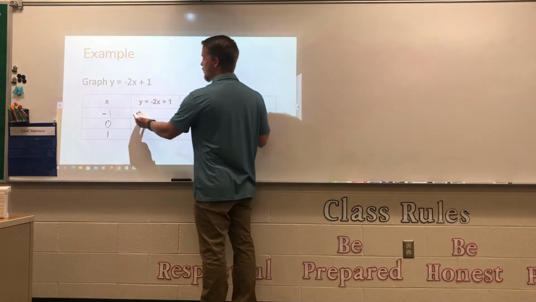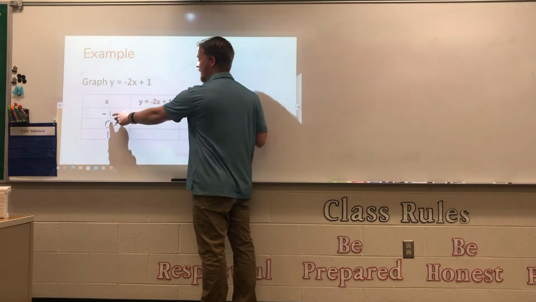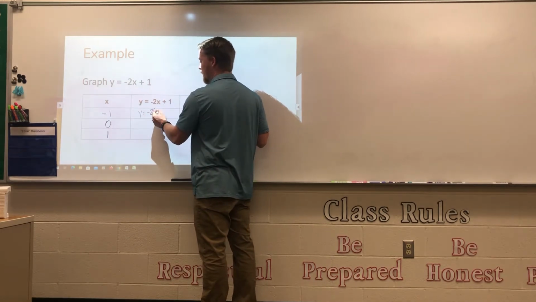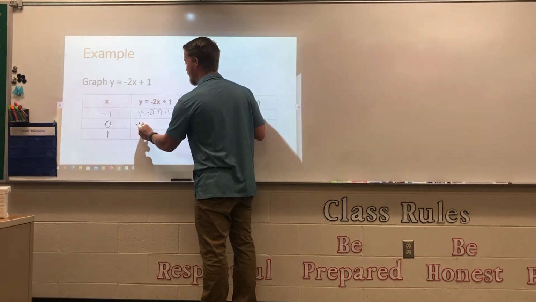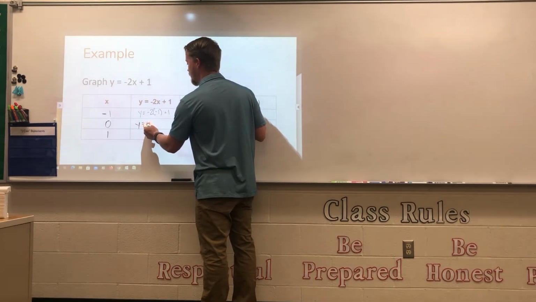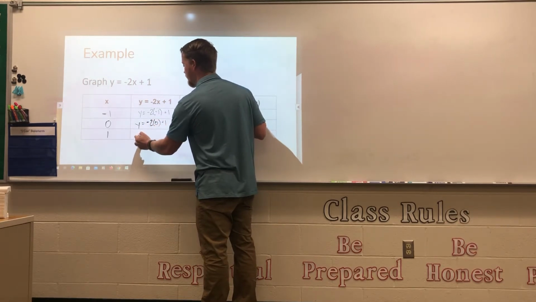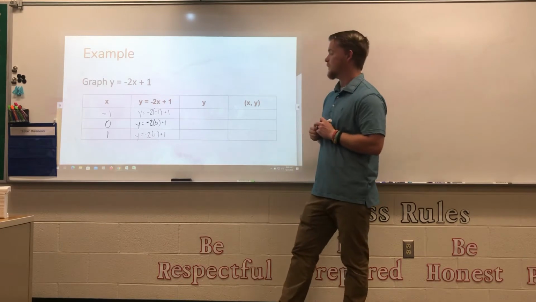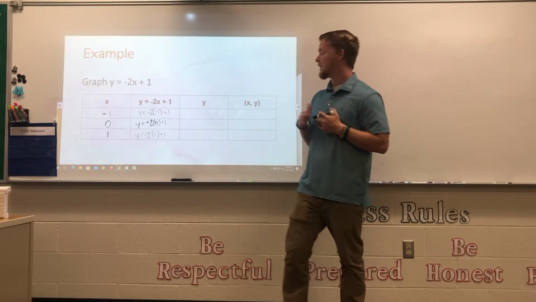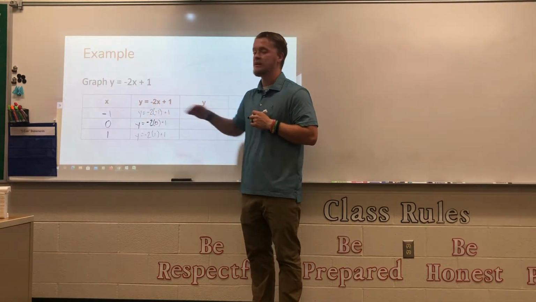So what this new equation will look like would be y equals -2, and then in place of x, I'm putting this x value, -1, plus 1. And I'm going to go ahead and do that for each of the 3 x values I chose. So -2 times 0 plus 1, and then y equals -2 times 1 plus 1. And then you're just going to work each out to get your y value. Because once you work this out, you already have y by itself. So it'll be y equals whatever this equals.